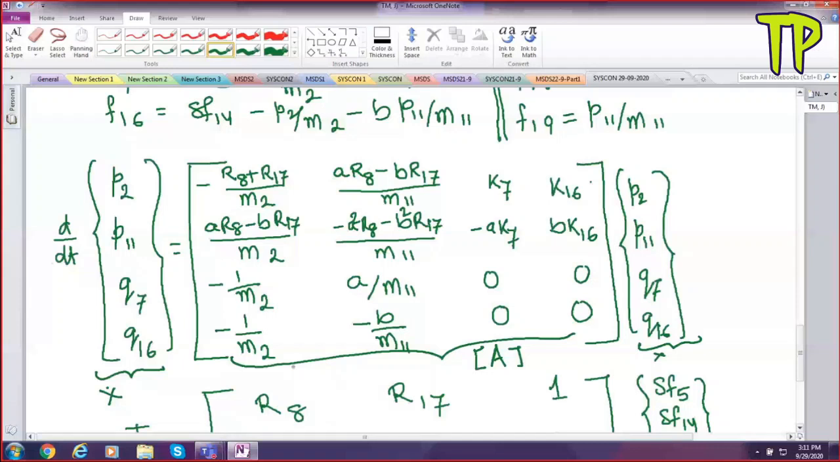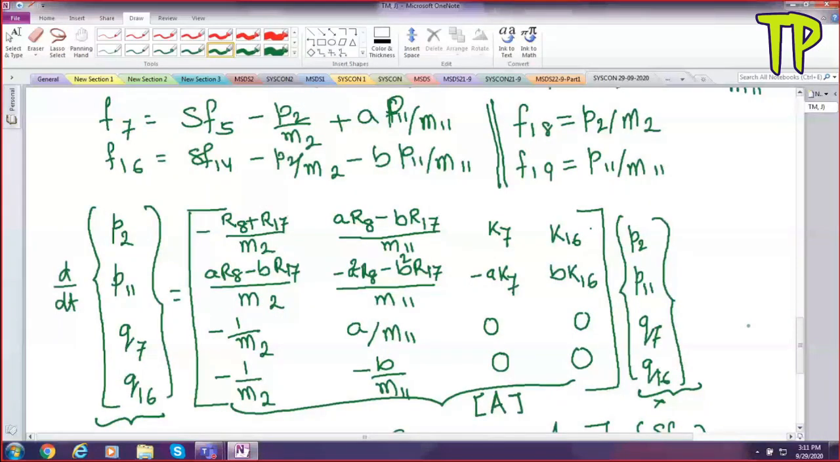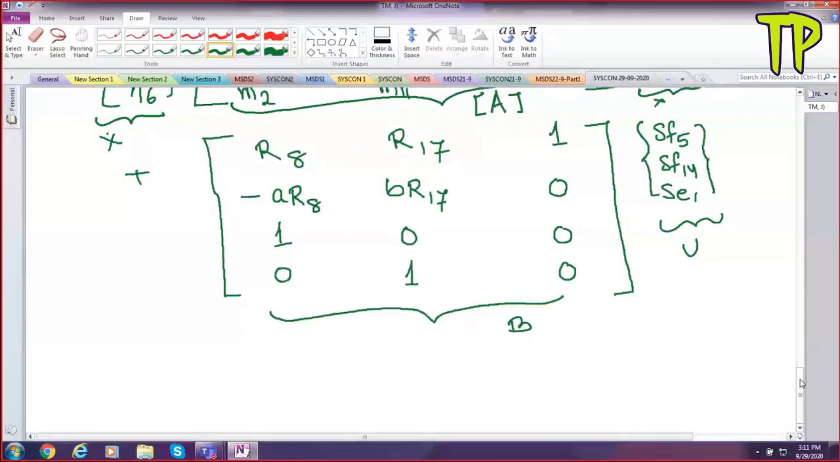So 2 more equations are remaining. Those are output equations. We have F18, F19, P2 by M2 and P11 by M11. So we will write those 2 equations as well as output equations, F18, F19. So our Y is F18, F19.